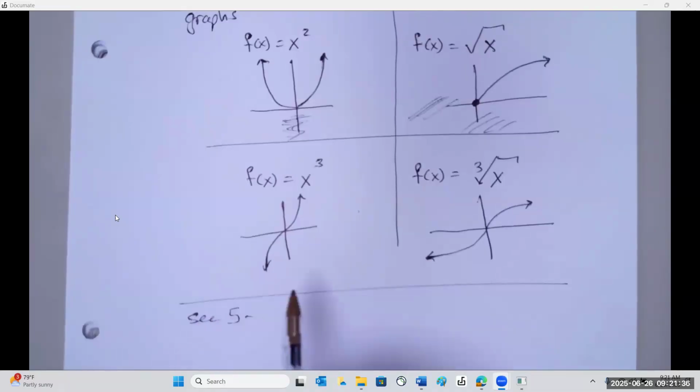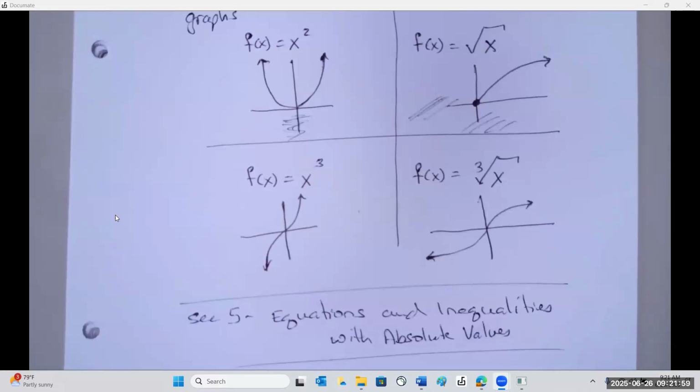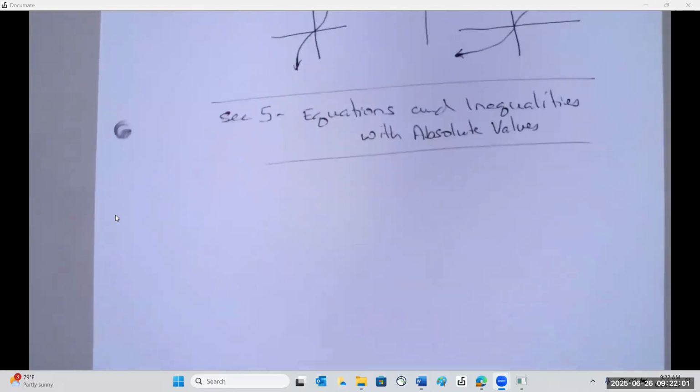In section 5, equations and inequalities with absolute values. We've actually talked about these at the end of chapter 1.